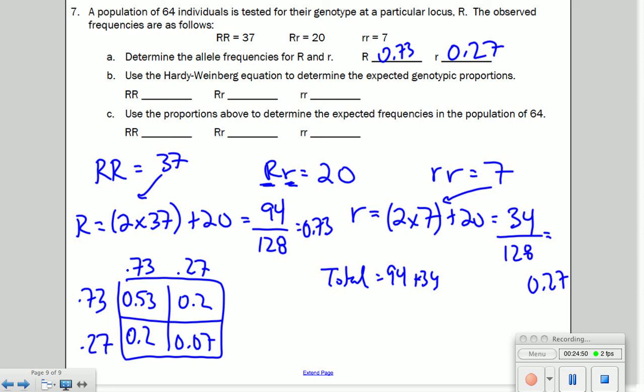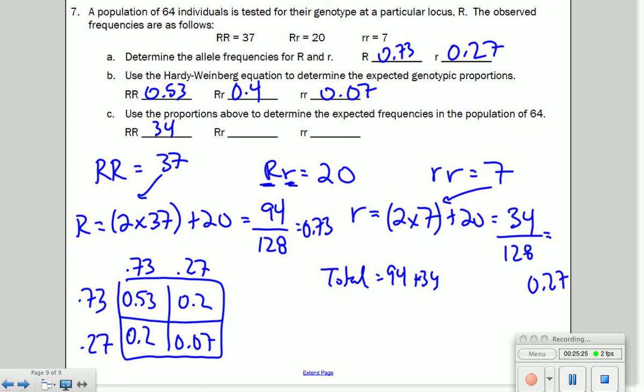So now I just have to write these numbers down. Big R big R was 0.53, big R little r, 0.2 plus 0.2 is 0.4, and then little r little r is 0.07. Then it says use proportions to determine the expected frequencies in a population of 64. This is where I'm just going to take 64 times the genotypic proportions that you just calculated in part B. So if I take 0.53 times 64, I get around 33.94, so I'm just going to round to 34.